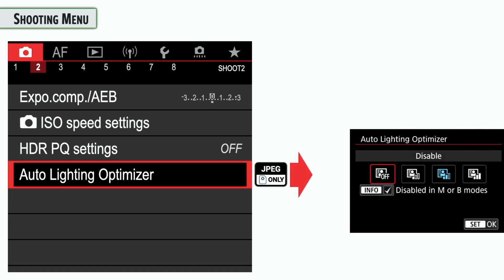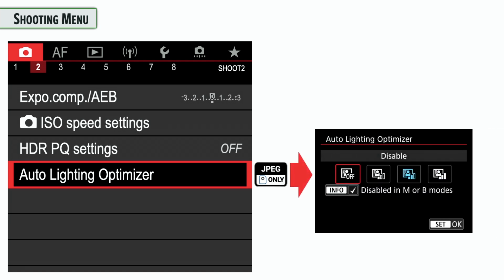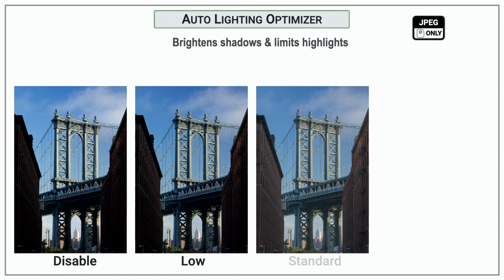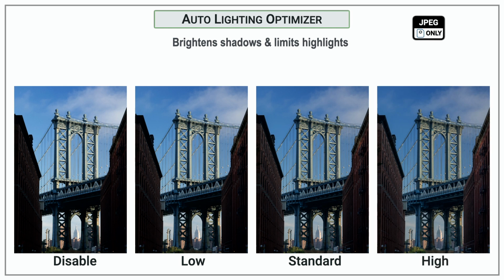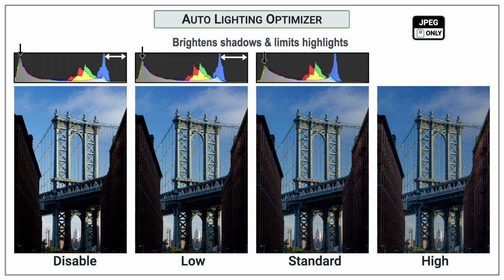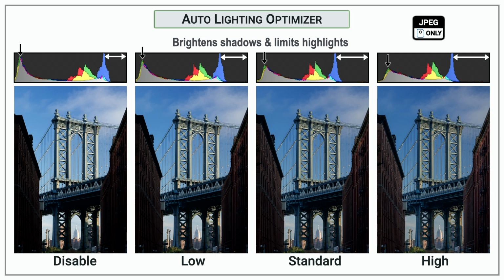All right, the auto lighting optimizer. This is for JPEG images only, not going to have any effect on the raw images. What this does is it tries to lighten up the shadows and limits the highlights from going too bright. Take a look at the histogram, and you can see where the highlights are in comparison to the right side of that histogram as well as the shadows are. And you'll see that as we move over to the high settings, it's lightening up those shadows and it's holding back those highlights from getting too bright.